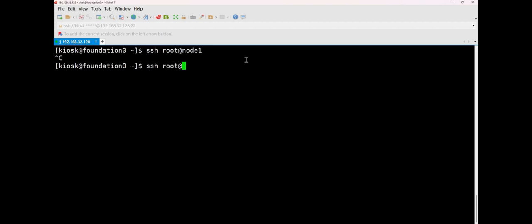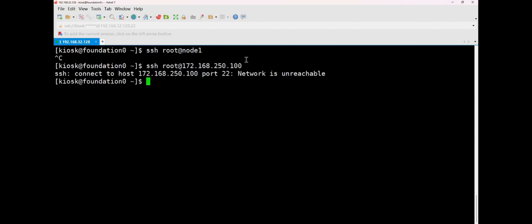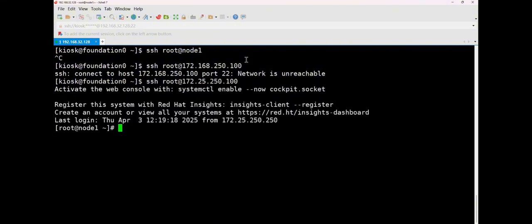So here, let's use the IP. The IP from the last lesson was 250.100. Here, please note that the IP is often written incorrectly, because it's common to write 168 or even 25. Okay, once connected, it indicates that your first IP is definitely matched. Being able to connect means it's definitely matched.